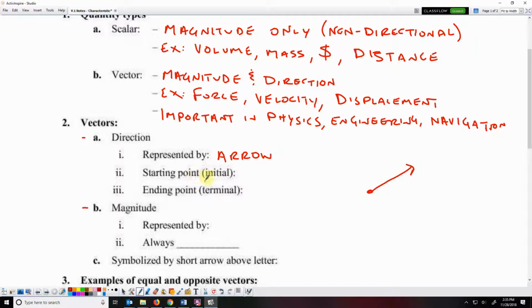The starting point, that's the initial point, that is called the tail. So this right here is the tail. The ending point, or the terminal point, is called the head. So that is the head. Something to keep in mind is that usually when you see something like this with an arrow, it means it's going forever in that direction. But on a vector, that head is a terminal point, so it does not continue forever. The arrow only shows the direction. It does not show that it goes forever.